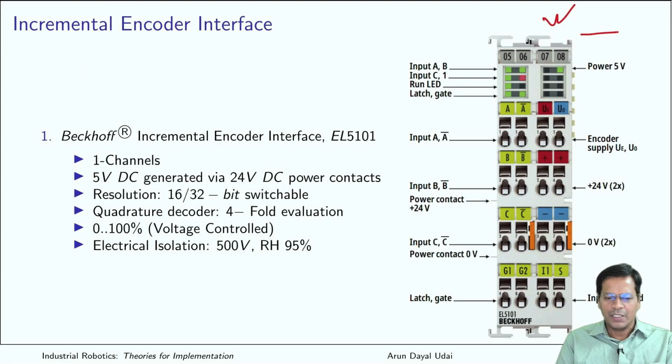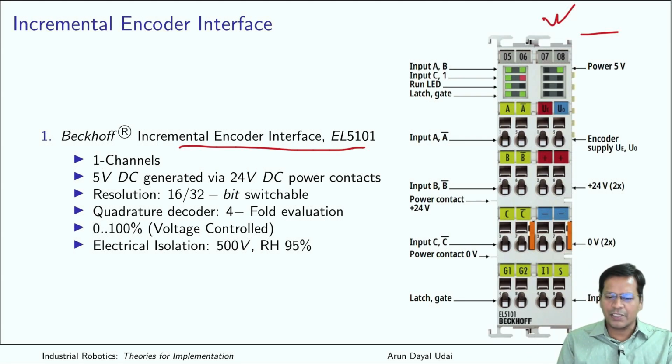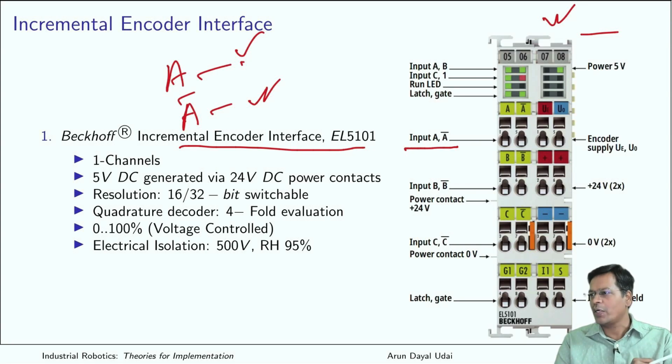So this is one of them. It is a Beckhoff incremental encoder interface, EL5101. It can interface one such encoder, like an optical encoder, phase A, A bar. So yes, in industry you have phase A, you also have A bar phase available. That is to increase the reliability. If one of them fails, you can always have this one as a standby. Not just as a standby. If both of these are giving you the same input, that means the same output, that means your device is faulty.